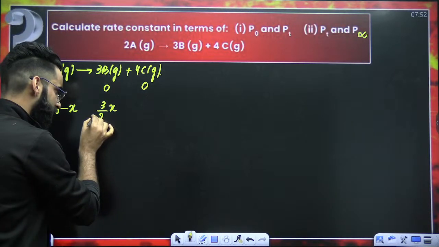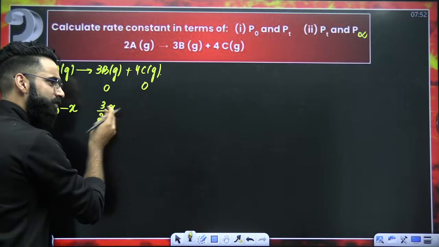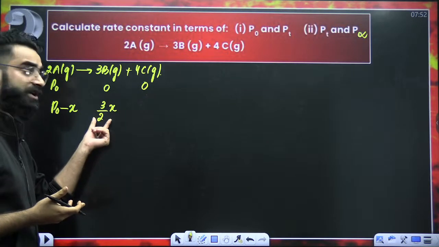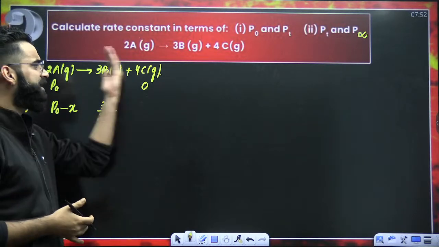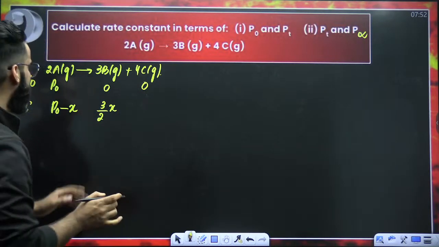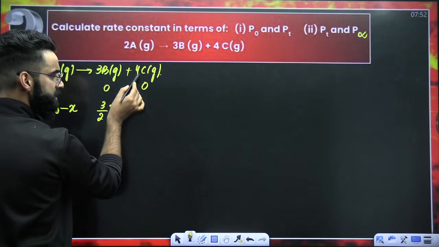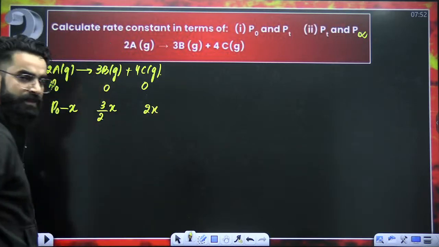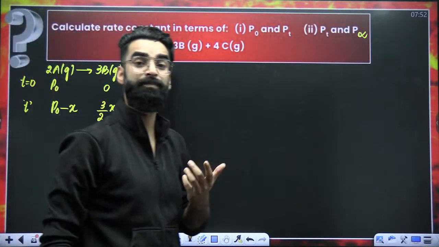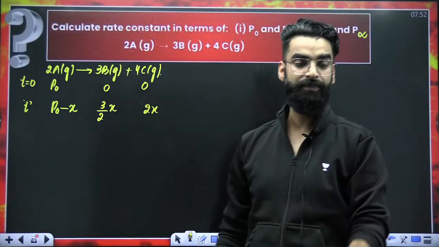So, my dear students, this 3 by 2x, what is it actually? Actually, it is the pressure due to B at time t. Similarly, what is the pressure due to C at time t? Use the stoichiometry. 2 moles gives 4 moles. So 1 mole gives 2 moles. X are going to give me 2x moles. So what is this 2x basically? 2x is the pressure due to C at time t.